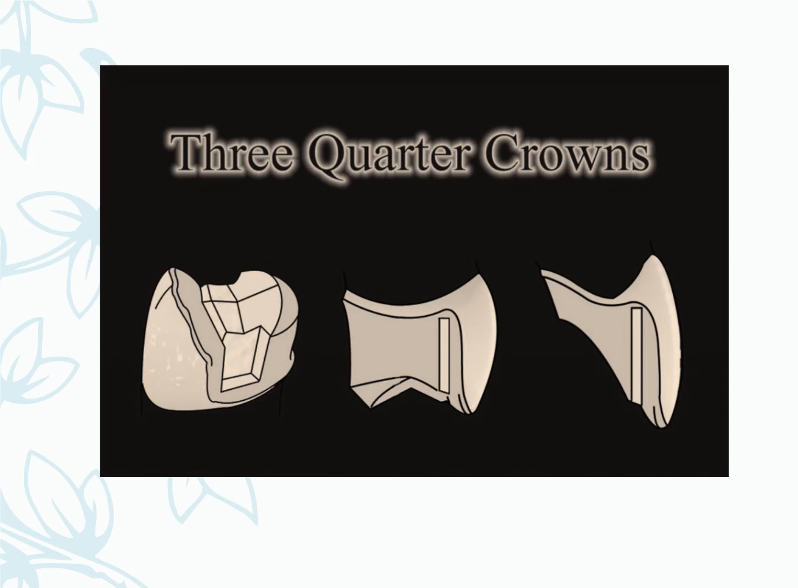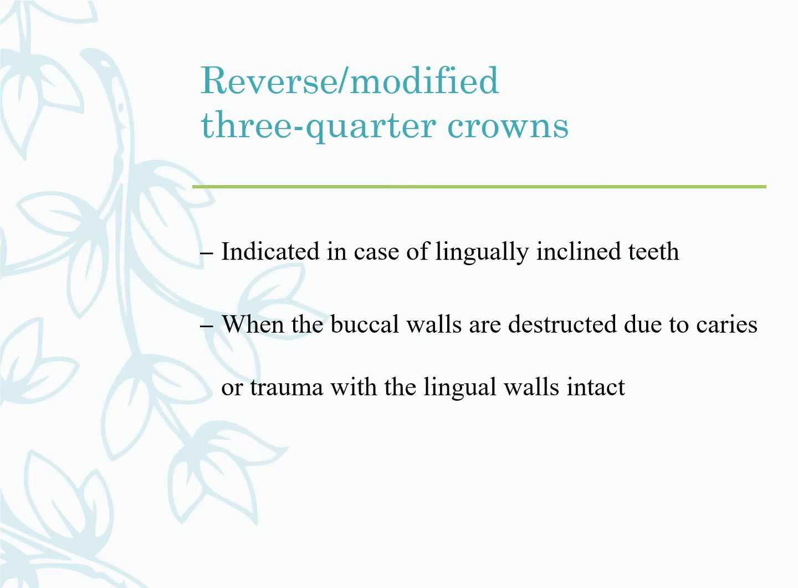So that is how your three-quarter crown looks. The buccal surface is intact and will not be touched, but the palatal or the lingual surface is prepared, and also the occlusal surface. This is a preparation on a premolar and also an anterior tooth, a canine, sorry.